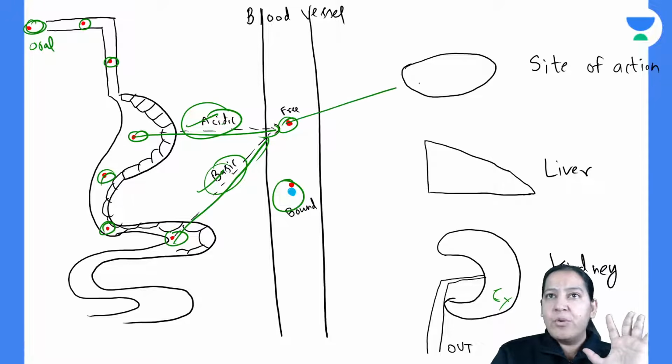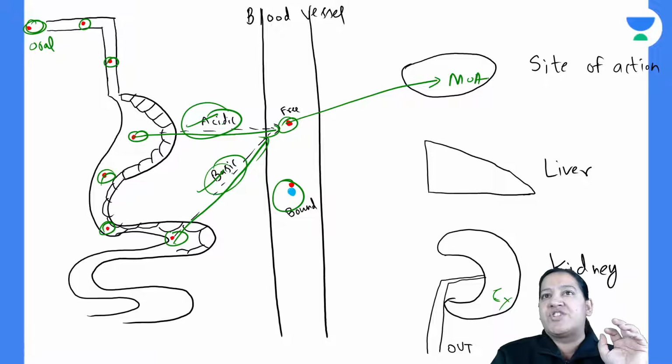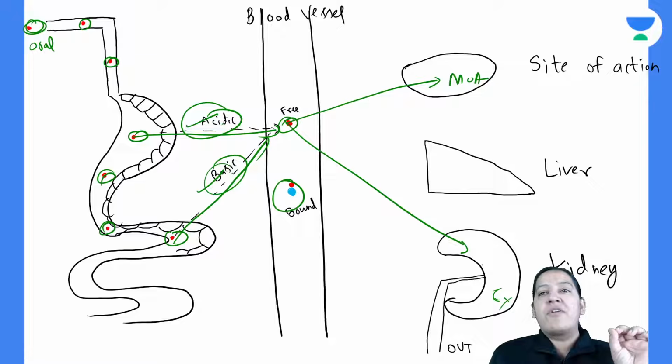After that, the drug goes to the site of action. It is a free drug which goes to the site of action and shows its mechanism of action. Now the job of the drug is over. Now the drug wants to get excreted out of the body, but the drug goes to the kidney.